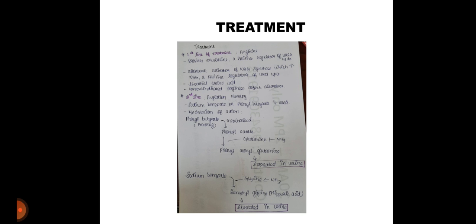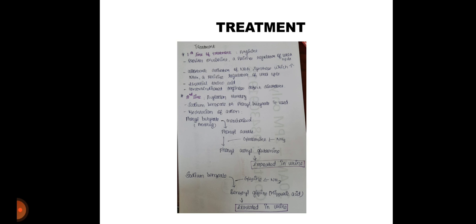Okay, let's see the mechanism of action. The phenylbutyrate is a prodrug. This phenylbutyrate is metabolized to form phenylacetate. This phenylacetate will combine with glutamine. Where does this glutamine come from? It comes from ammonia. It combines to form phenylacetylglutamine, which will be excreted in the urine. This is the mechanism of action of phenylbutyrate.